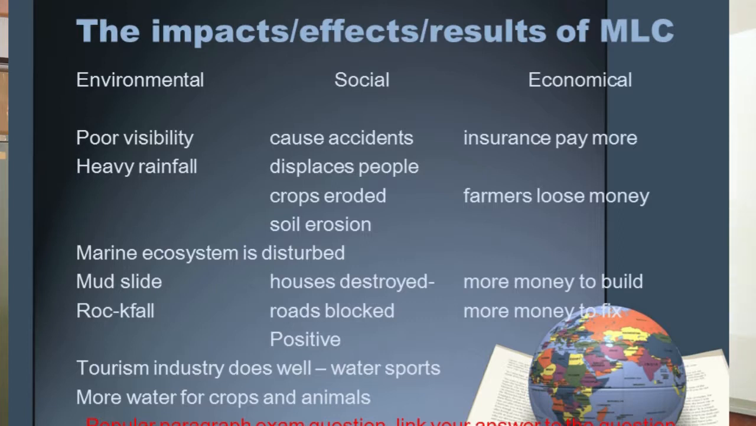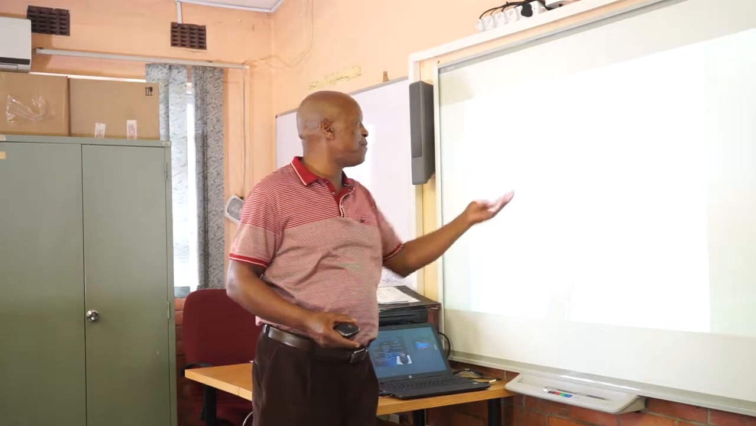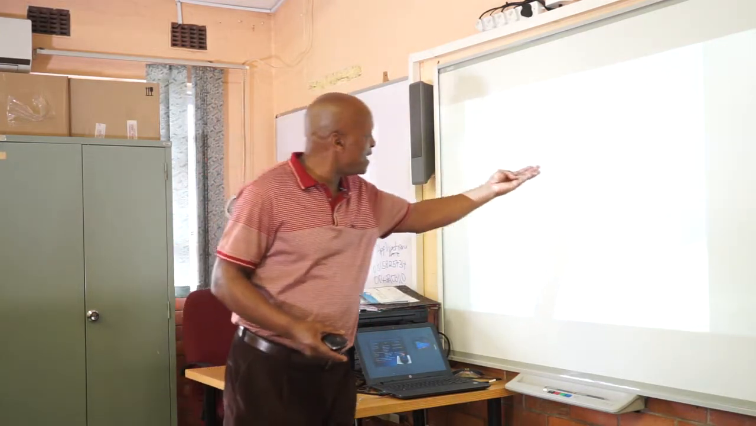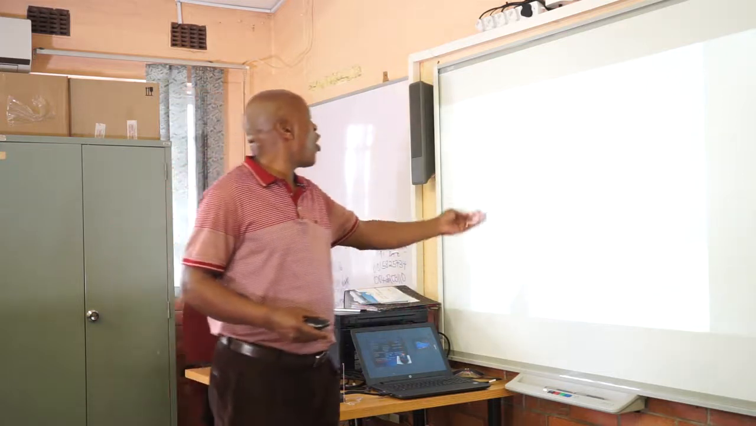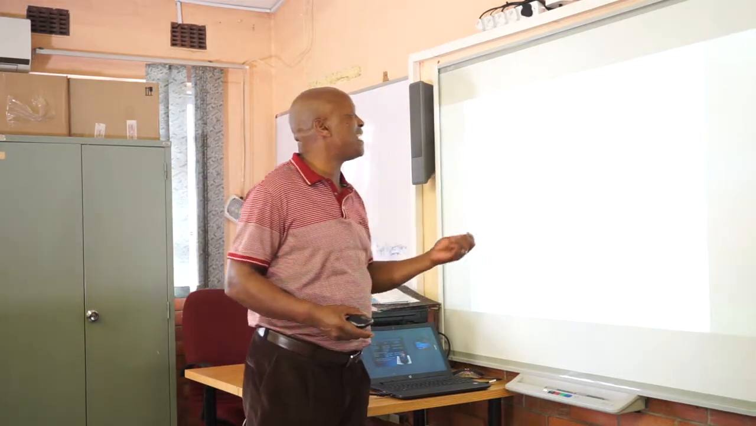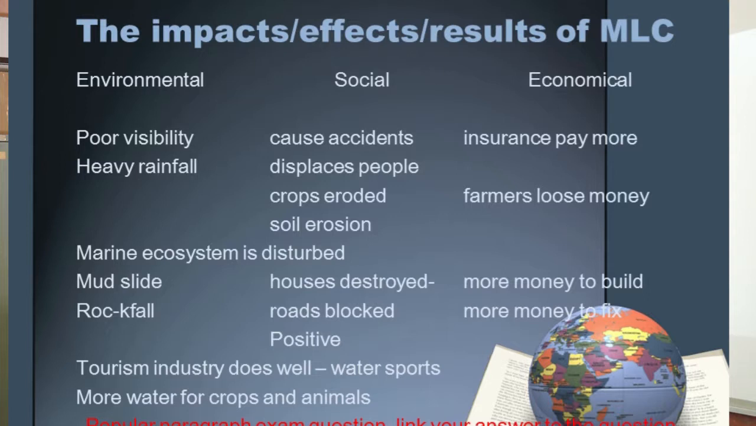For example, heavy rainfall displaces people, and once people are displaced, or you say crops are eroded, and then people have got less food. There must be people if it is social in your answer. Let's look at economical. Poor visibility can cause accidents. It's not linked to economical.